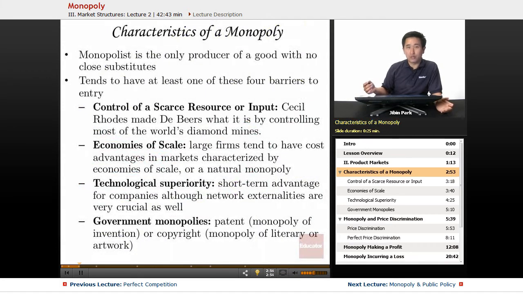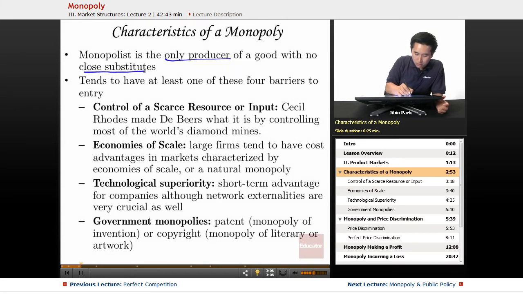So what are the characteristics of a monopoly? What are things that make a monopoly? Well, we do know that a monopolist is the only producer, hence there's only one seller of a good with no close substitutes. And it tends to have at least, sometimes more, one of these four barriers to entry.